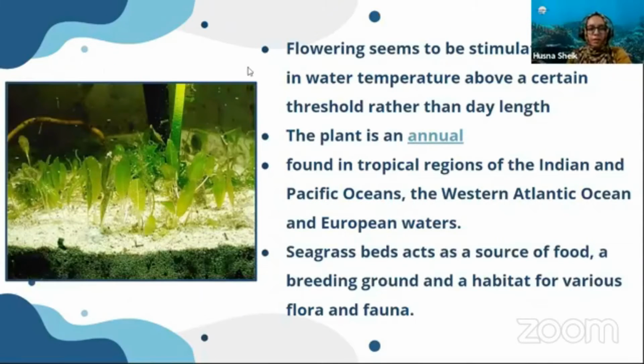And yes, they are flowering plants. They are also annual, so they only live for 1 year, completing their life cycle within a year, and they are found in the Indo-Pacific oceans. Seagrass beds act as a source of food, a breeding ground, and habitat for various flora and fauna.